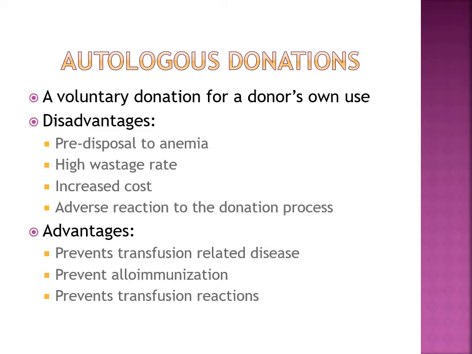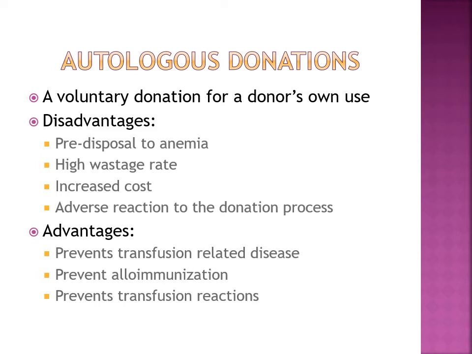The disadvantages to it, it does have a predisposal to anemia because you are losing blood prior to going to surgery. There's usually a high wastage rate because they may say we need 2 units for surgery, and the 2 units are only there for a worst case scenario. So a lot of times they never use them. There is an increased cost that goes along with it because it's a little out of the ordinary, so other things have to go into it, like keeping it with the tested units but sequestered on its own, tagged certain ways. And you may have an adverse reaction to the donation process depending on what your clinical state is that you may be going into surgery for.